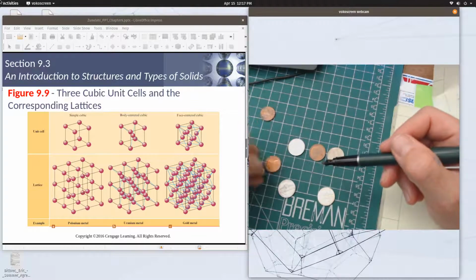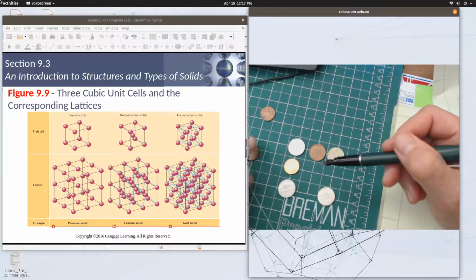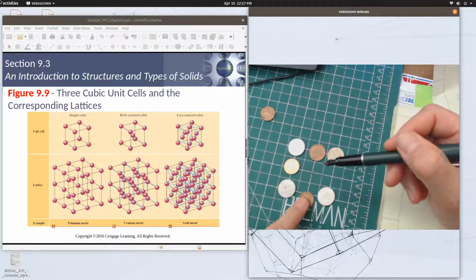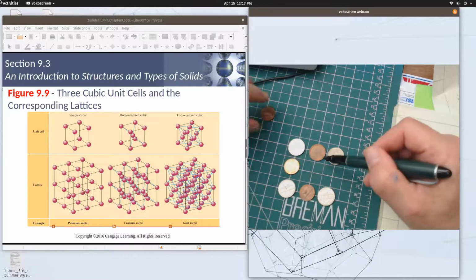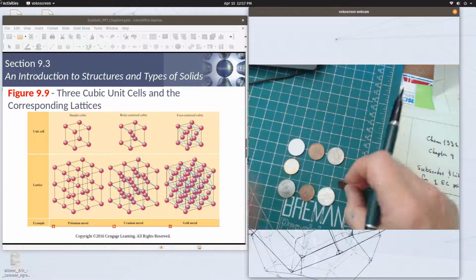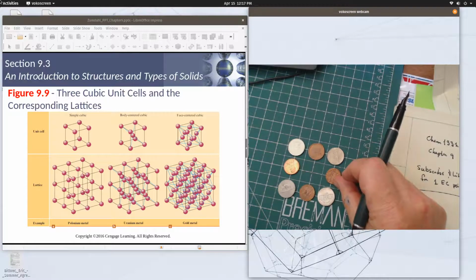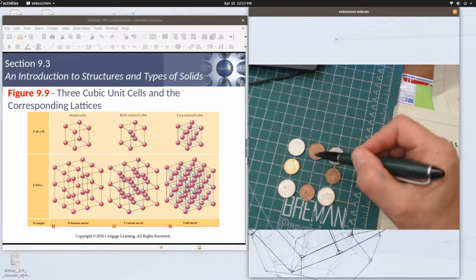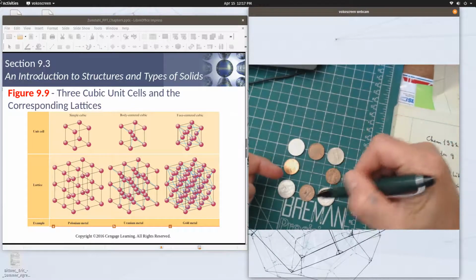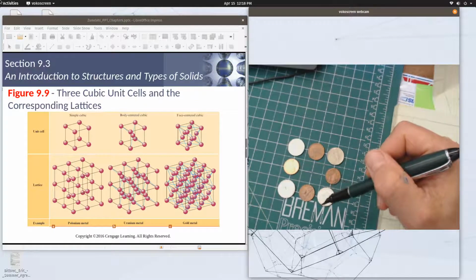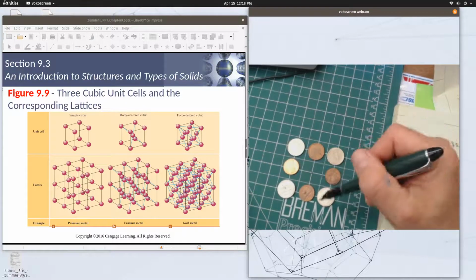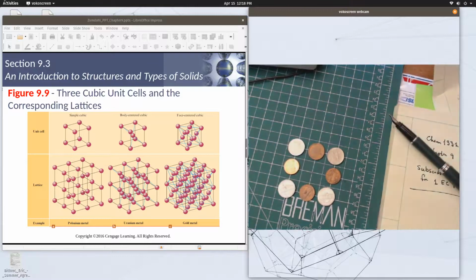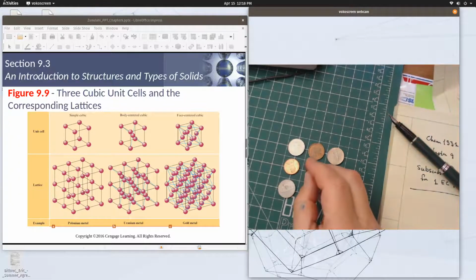So here's another body-centered site. Excuse me, this is a face-centered site, and a face-centered site. And likewise, I would have these face-centered coins, and actually I need 1 or 2 more. I would have another face-centered site right here in the bottom.